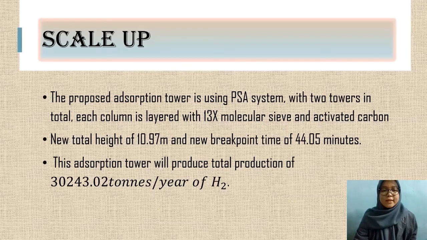To produce at least 30,000 tons per year of hydrogen gas, a scale-up calculation is needed. The proposed adsorption tower is using a PSA system with 2 towers in total, and each column is layered with 13X molecular sieve and activated carbon. A new total height of 10.97 meters and new breakthrough time of 44.05 minutes is obtained. This adsorption tower will produce a total of at least 30,243 tons per year of hydrogen gas.